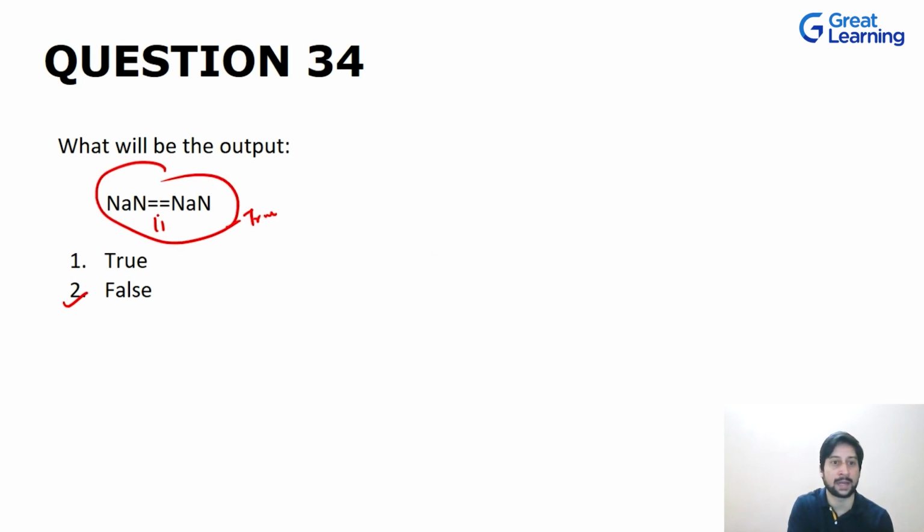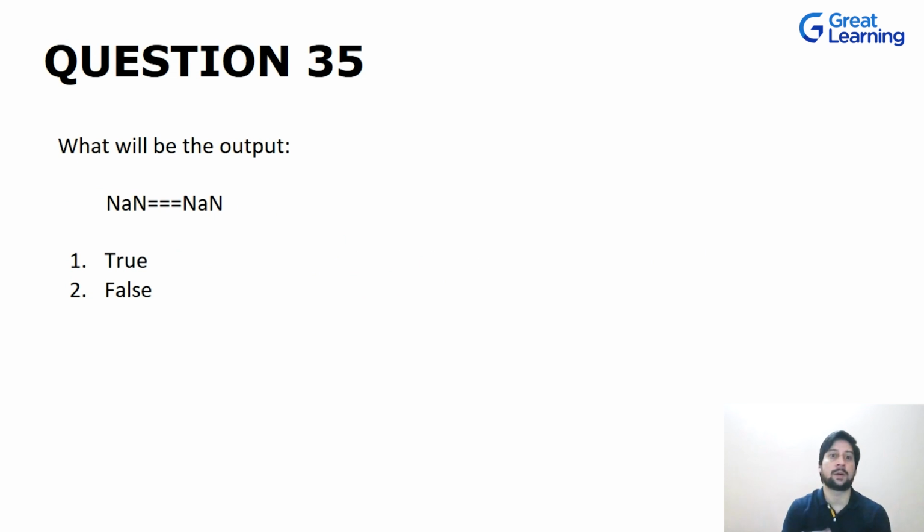Even if we are comparing it with the help of the double equal to sign, NaN compared with NaN will yield us the result as false. We'll see how we can get the correct output in this case. Okay, now let's talk about the next question.